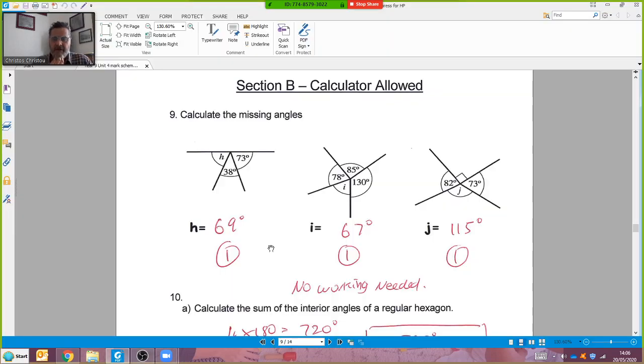Section B then. Okay, so most of you got all this right, but let's go over it anyway, and this will go on the video for anyone else who can catch up later. Certainly Henry would want to look at this. So this is angles on a straight line.